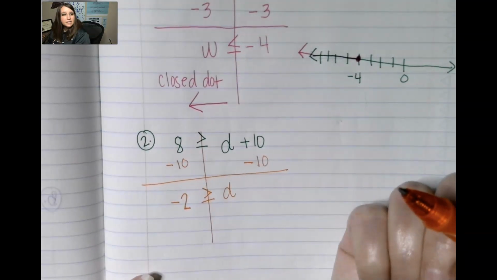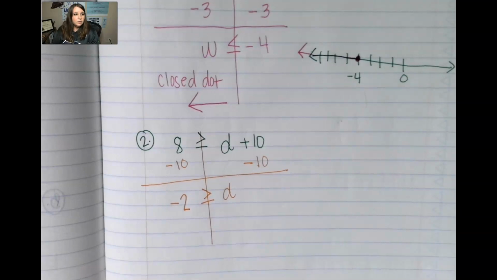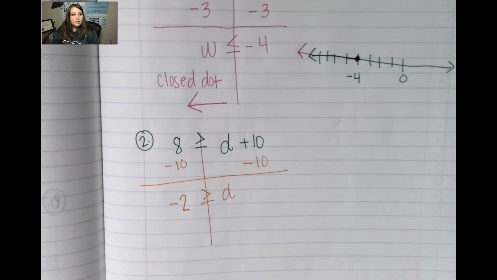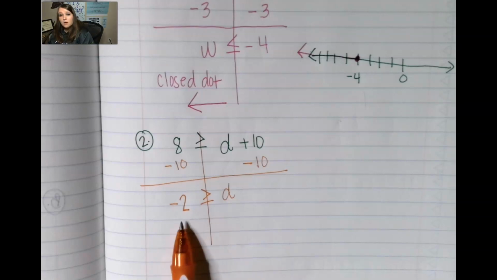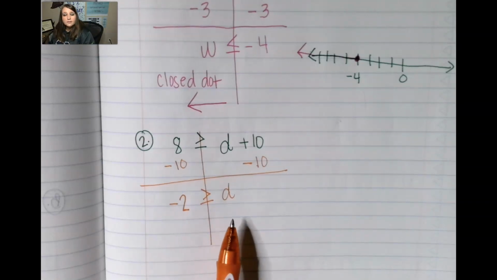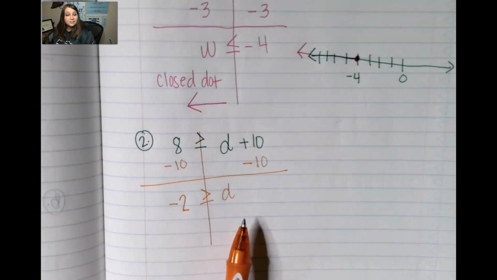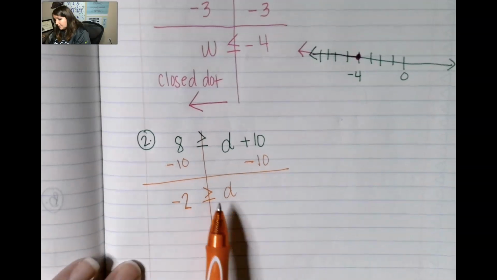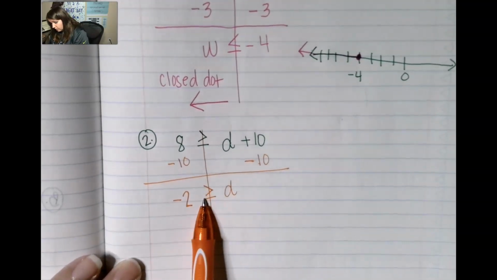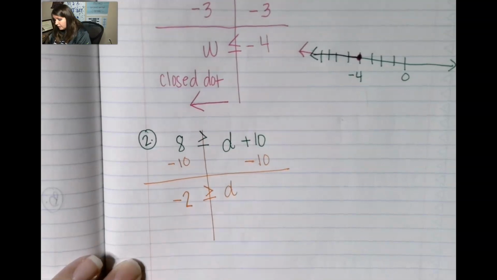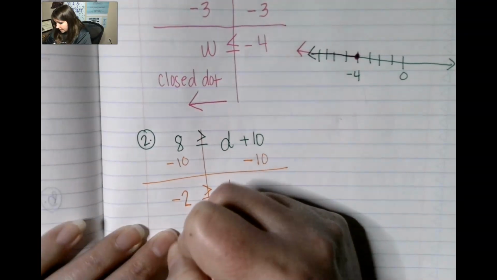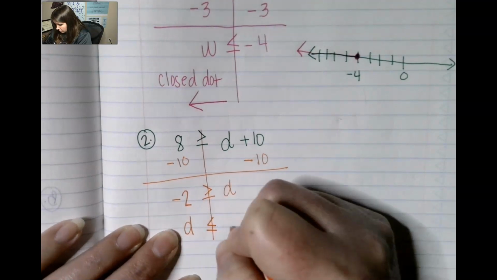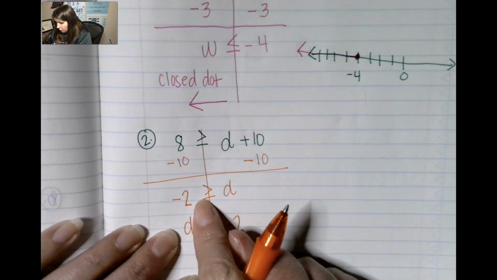All right, here is the little bit of craziness right here. Because the letter is on the right, Miss Englander does know lefts and rights, we need to switch this around. So the bigger needs to be eating the negative 2. So D has to be less than or equal to negative 2. So see how the open mouth is eating that.